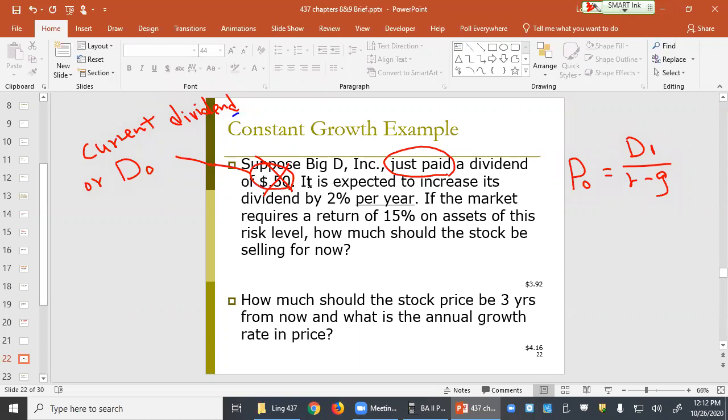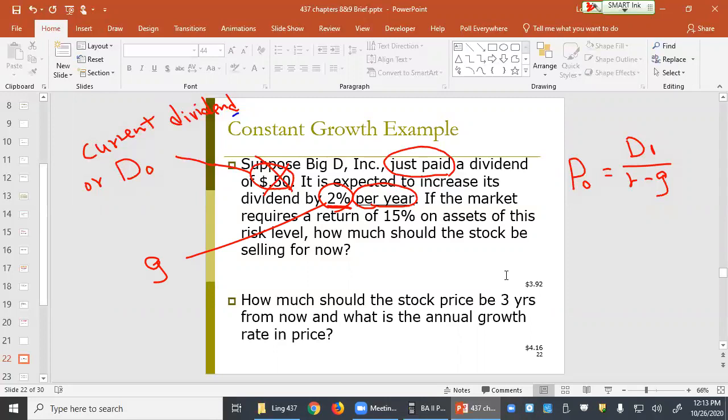The next sentence reads, it is expected to increase its dividend by 2% per year. So I emphasize the key words here. It says per year. Normally when you see per year, these two words indicate that something is constant. Per year means that something is occurring repeatedly, right? So what is constant? It is this 2% growth rate that is constant. So that's our G. It tells us that we have a constant growth model scenario, while that constant thing is the growth rate. So G equals 2%.